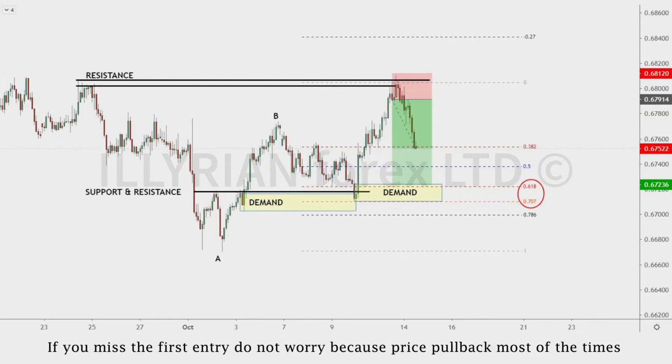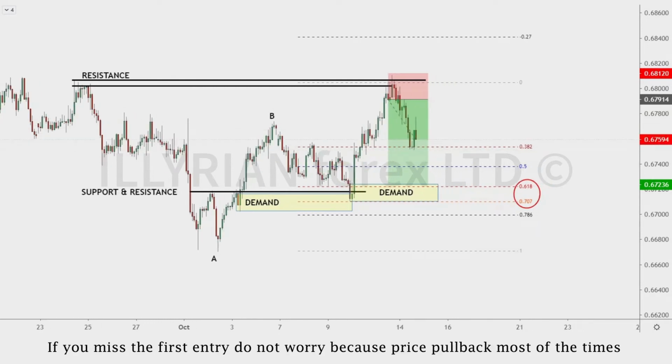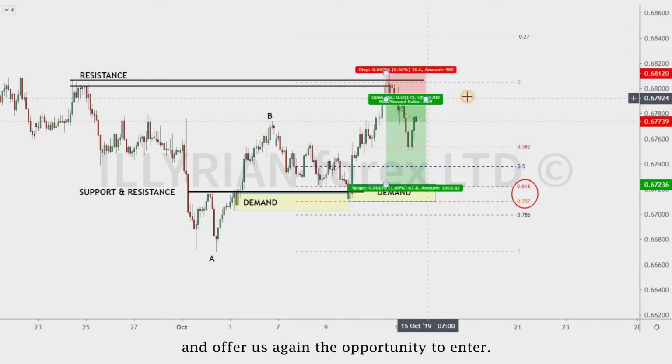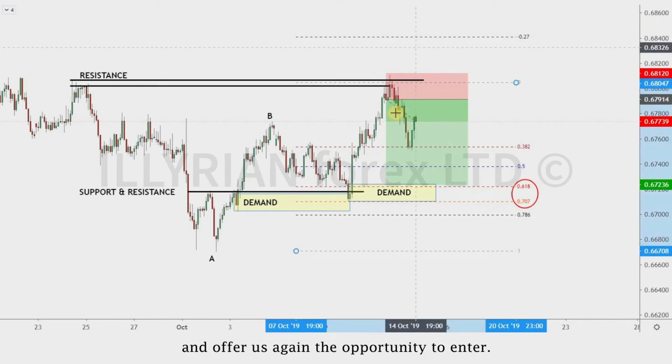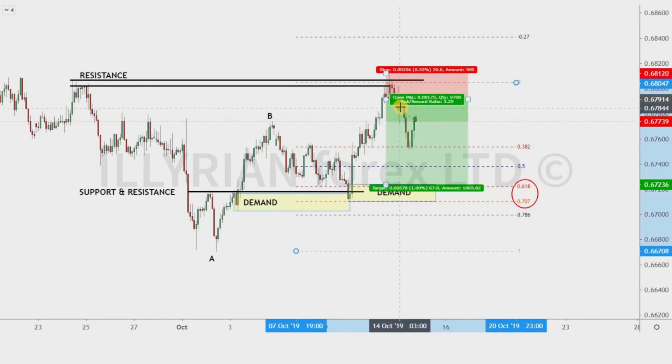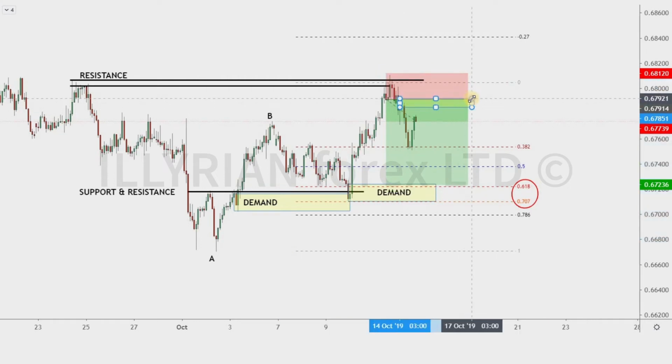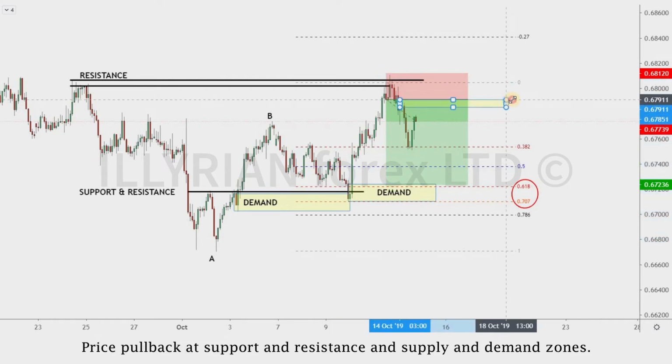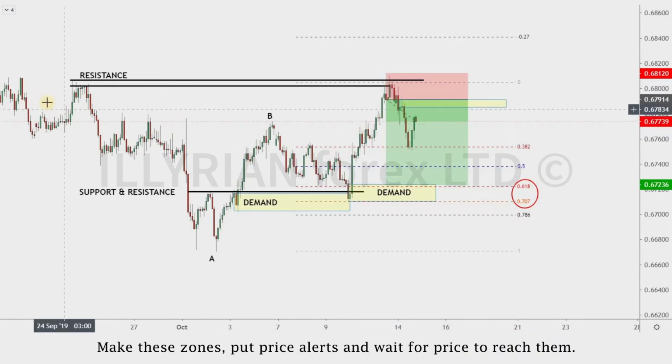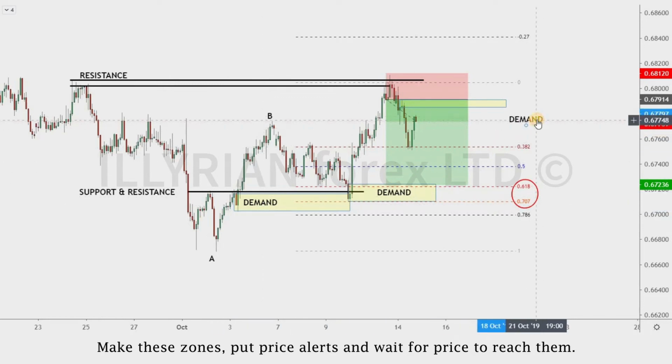If you miss the first entry, do not worry, because price pulls back most of the time and offers us again the opportunity to enter. Price pulls back at support and resistance and supply and demand zones. Mark these zones, put price alerts and wait for price to reach them.